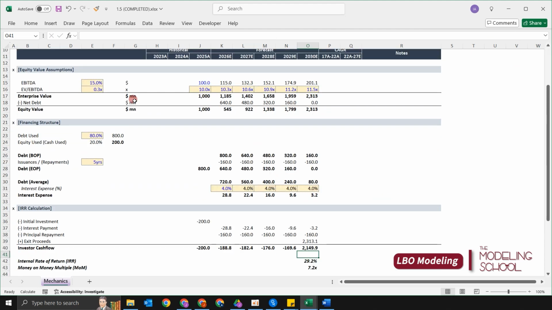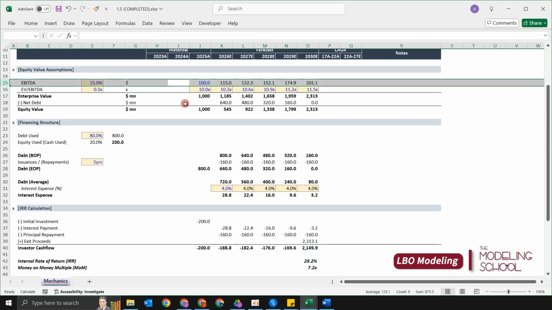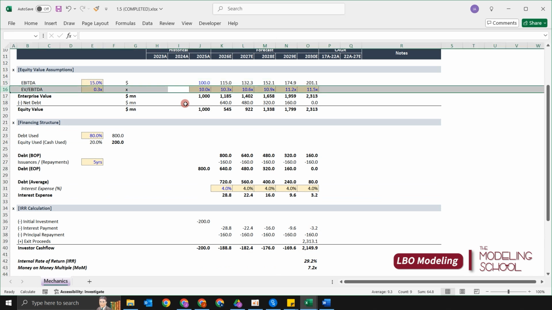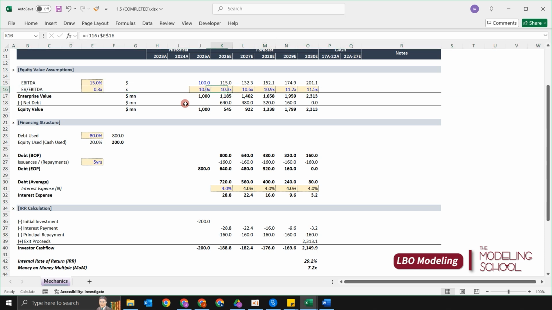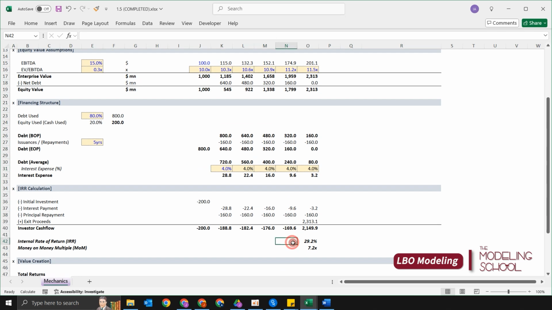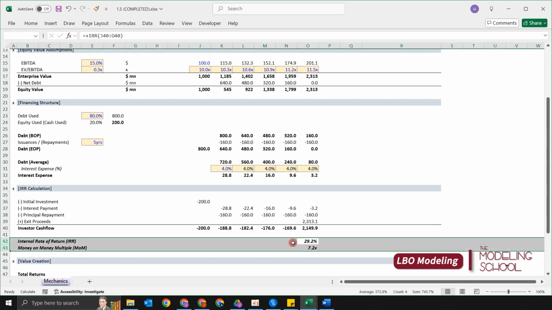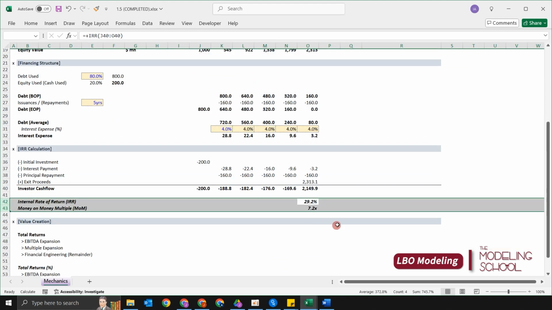according to these assumptions, so number one, EBITDA grows at 15% per year. EBITDA multiples expand at a 0.3x pace annually. And lastly, 80% of debt was used. So these three assumptions combined result in an IRR of 29.2 and a MOM of 7.2.